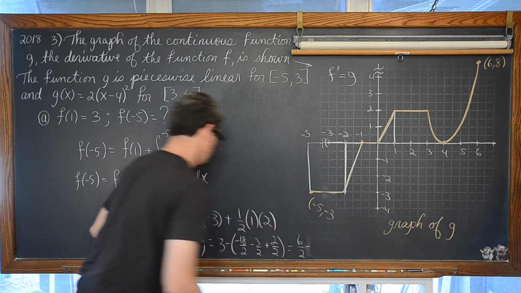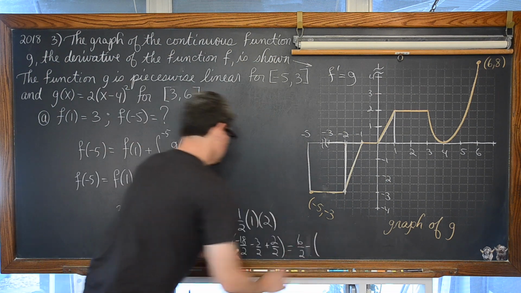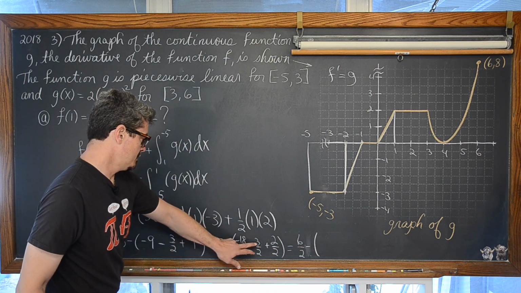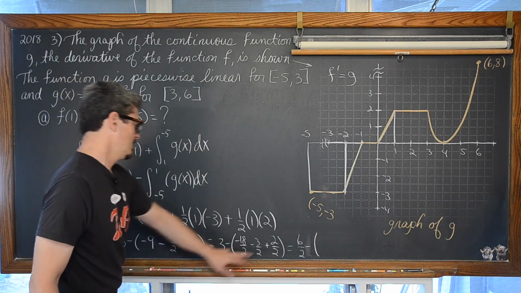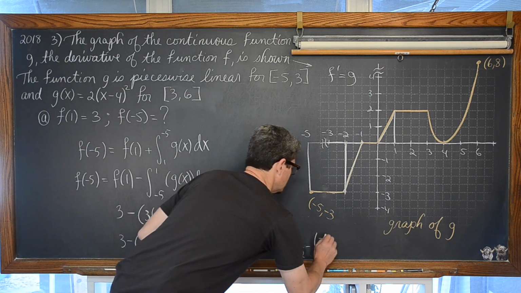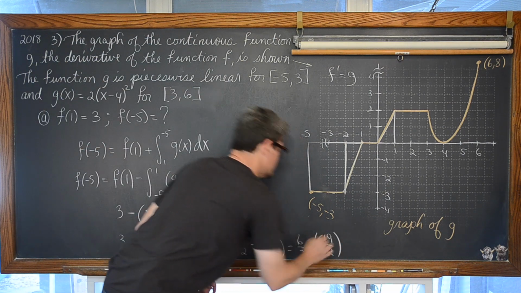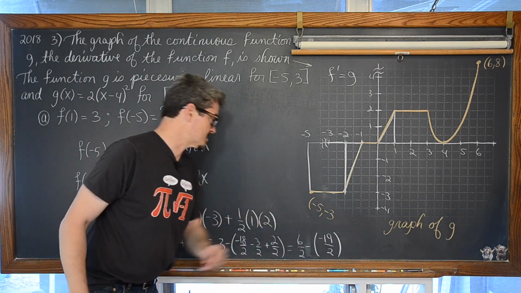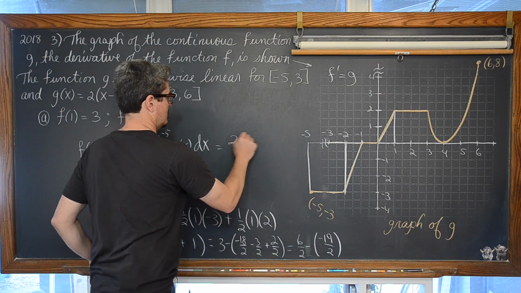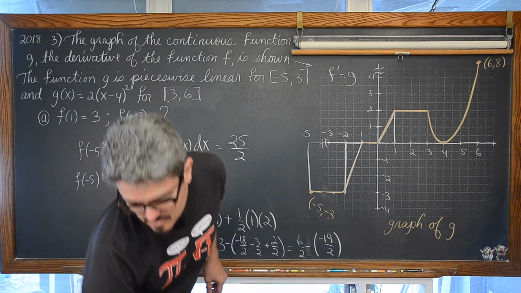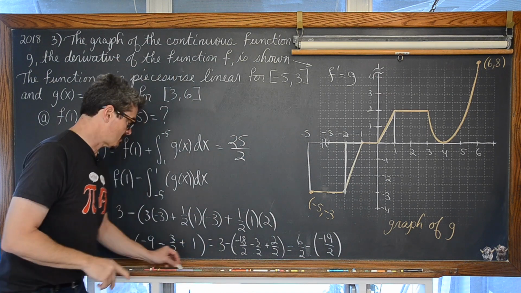minus negative 18, negative 21, right? And now it's negative 19 over 2. We're subtracting that negative, so we should be looking at 25 over 2. Check my work here. Boom. That is our correct answer.